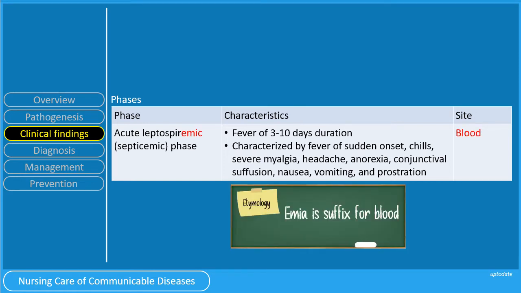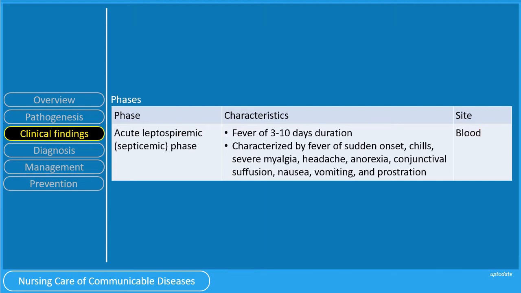It is actually very simple to correlate that the microorganism is found in the blood during the first phase of leptospirosis. The first phase of leptospirosis is termed the leptospiremic phase. From the etymology, -emia is a suffix for blood. In addition, the Leptospira can be cultured from the cerebrospinal fluid or CSF in the early phase.